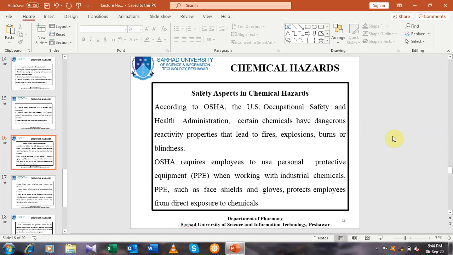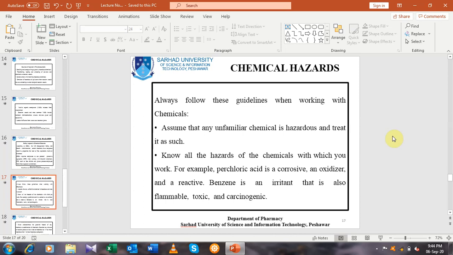And by using the OSHA instructions and using the PPE, that is personal protective equipment, the personnel or employees working there are not exposed directly to the chemical and they are protected from chemical exposure, and that's why this ensures health and safety practice. Always follow these guidelines when working with chemicals.